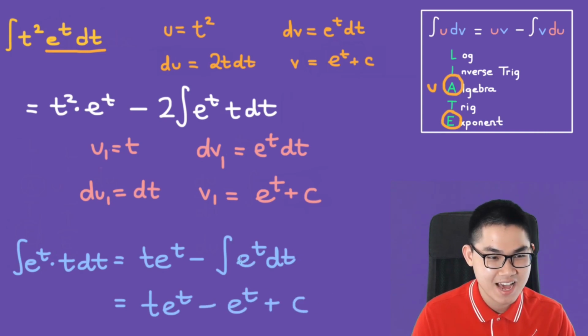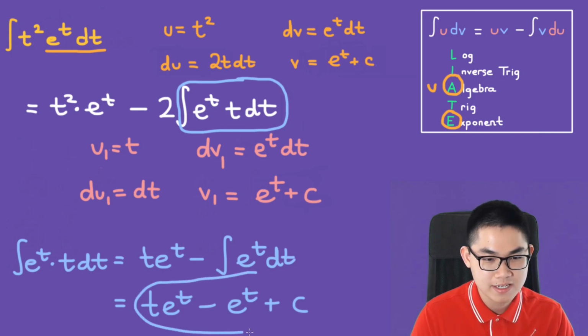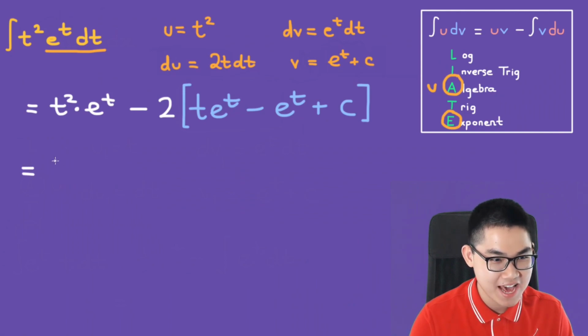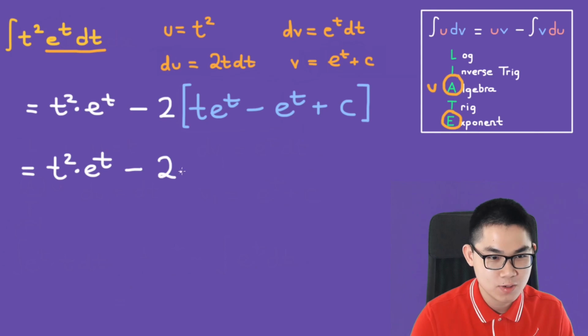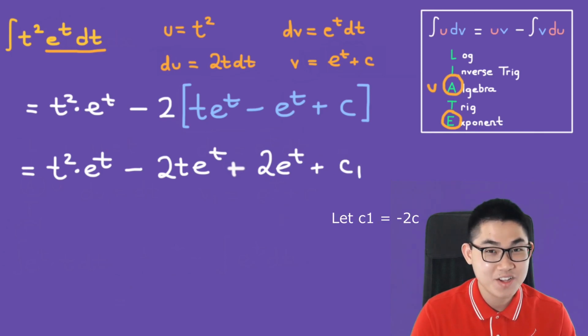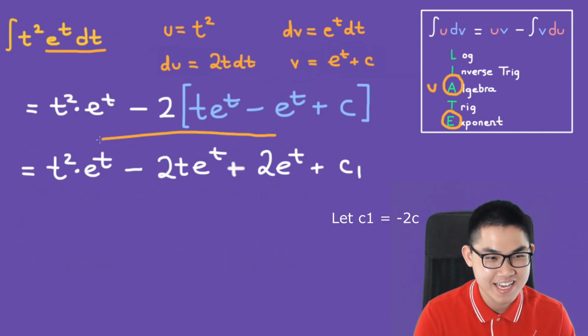So this is equal to t e to the power of t minus e to the power of t plus c. Now, we found out what this integral is equal to, right? So let's go ahead and substitute this part into this part. And continuing on, we have t squared times e to the power of t minus 2 times t e to the power of t, plus 2 times e to the power of t plus c, and that's all we have to do. So this here is the solution.